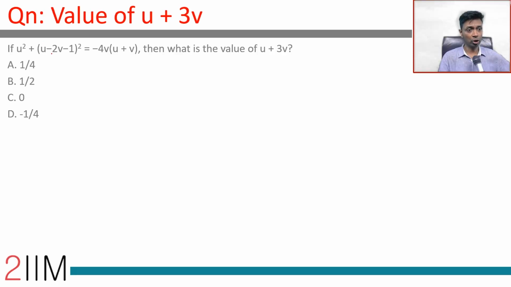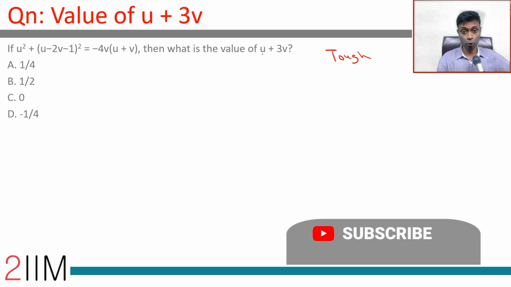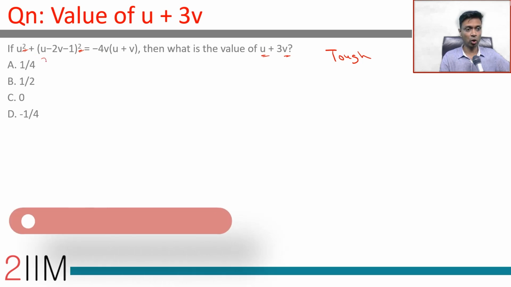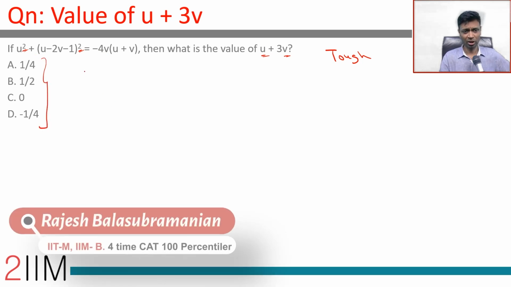U square plus U minus 2V minus 1 the whole square equals minus 4VU plus V. It's a very tough question. When just U and V and only one equation and a quadratic thrown in for good measure. But if you look at the choices, these are all numbers. So there's something here that we need to crack.